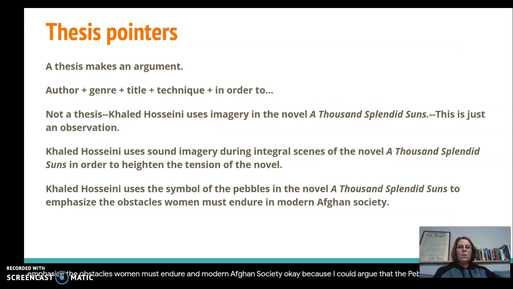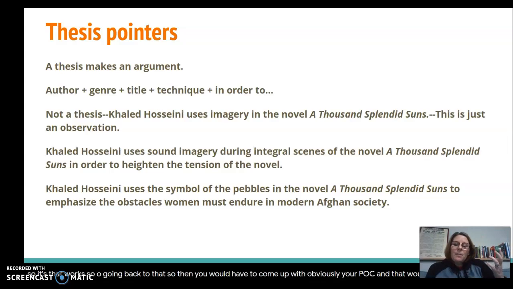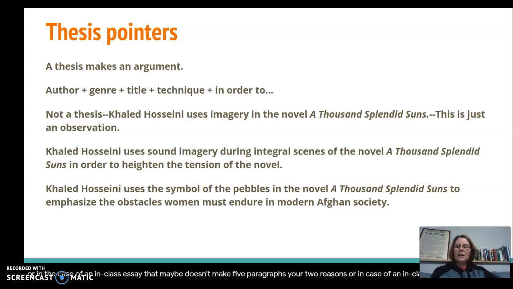So, going back to that, you would have to come up with obviously your POC, and that would be your 3 reasons. Or in the case of an in-class essay that maybe doesn't make 5 paragraphs, your 2 reasons. Or in case of an in-class essay that makes 6 paragraphs, your 4 reasons. So know that because it's an in-class essay, I'm going to be looking for anything between a 4-paragraph and a 6-paragraph essay. Just depends upon how quickly you can write, how well you can develop your paragraphs, etc.